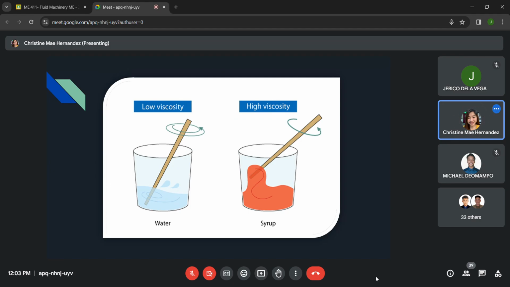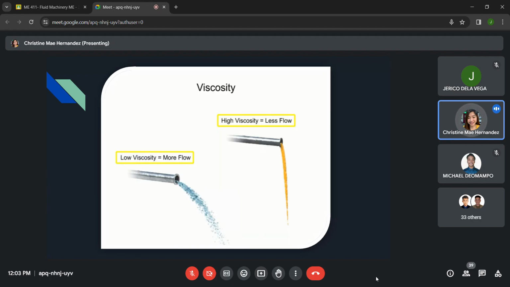Eh, si syrup or honey syrup. Imagine nyo na may honey syrup kayo sa isang container. Then, in-stir nyo, hirap na hirap kayo. In-stir nyo, ang hirap kasi si honey or syrup, meron siyang high viscosity. And another, pag low viscosity, more flow daw. Pag high viscosity, less flow.